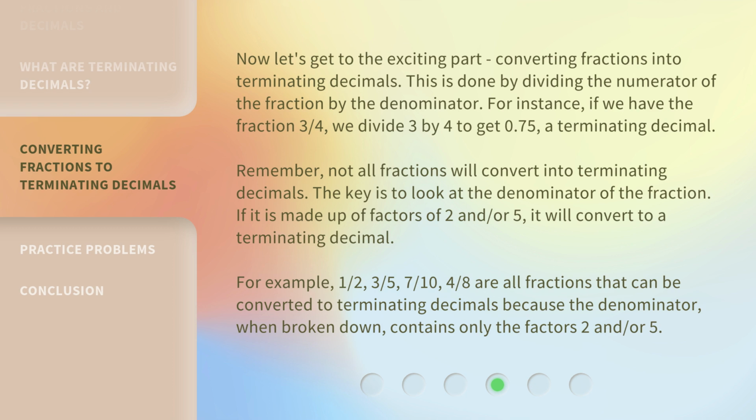Remember, not all fractions will convert into terminating decimals. The key is to look at the denominator of the fraction. If it is made up of factors of 2 and/or 5, it will convert to a terminating decimal. For example, 1/2, 3/5, 7/10, 4/8 are all fractions that can be converted to terminating decimals because the denominator, when broken down, contains only the factors 2 and/or 5.